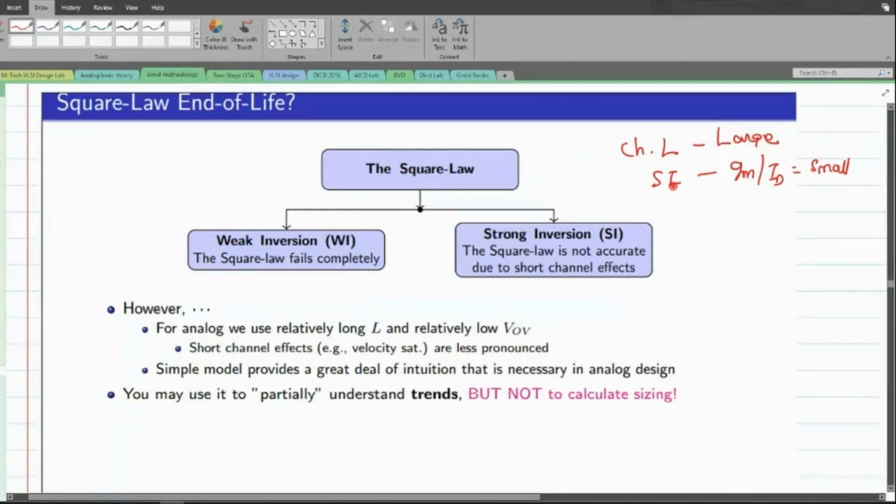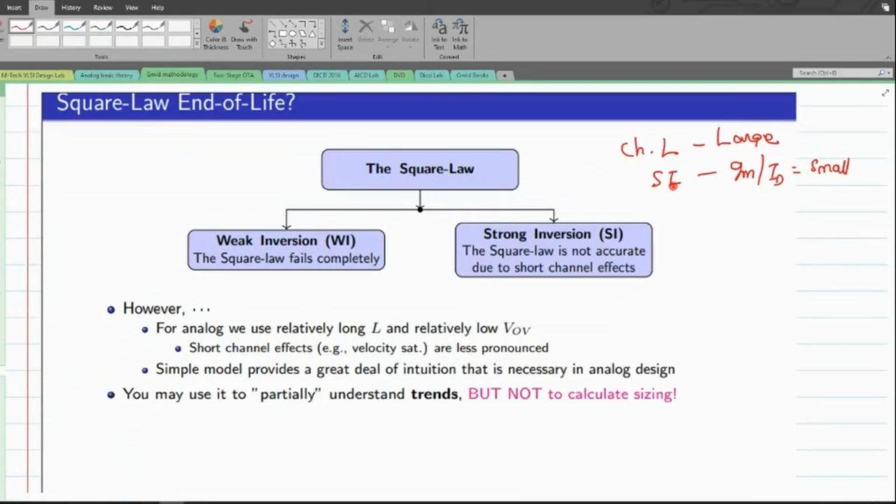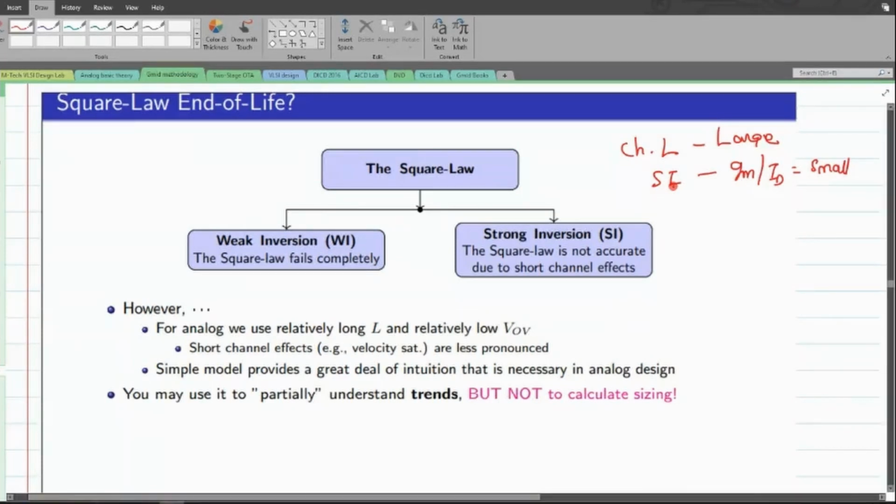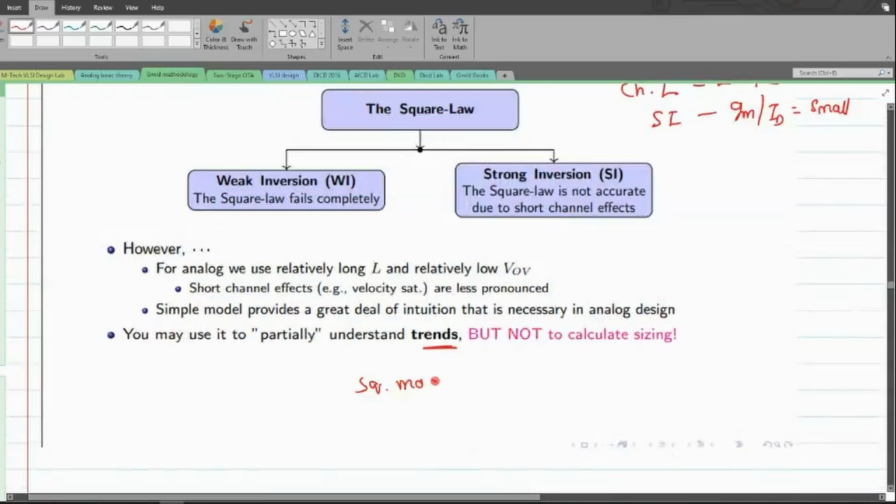One of the important reasons why we still go through the square law model during our classes is that it helps us understand the trends. Now what do I really mean by trends? Say, for example, you want to achieve a particular spec. In order to achieve a particular spec, we need some sort of simple model. So I need this current equation, which I'm writing as the square law model.